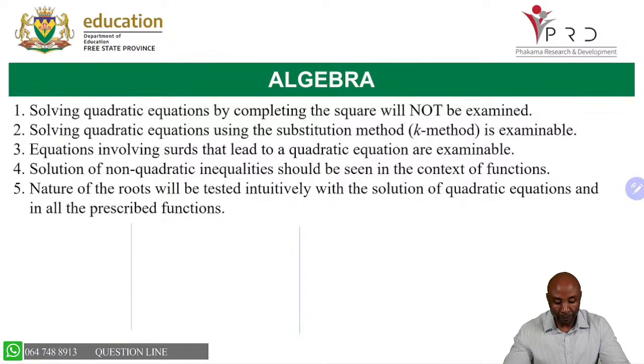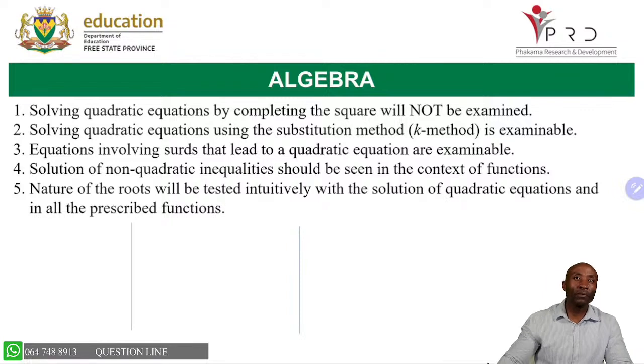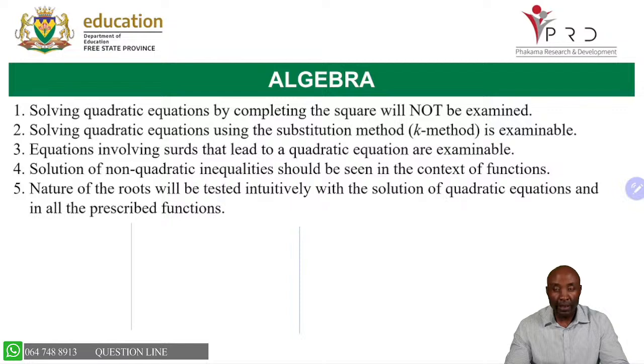We move forward. Now, under algebra, solving quadratic equations by completing the square will not be examined. No question will ask us to solve an equation by completing the square, but you can use it if it's easier for you. Solving quadratic equations using the substitution method, the K method, is examinable. We know where to use the K method. Equations using sets leading to the quadratic equation are also examinable. Squaring both sides, we remember that.